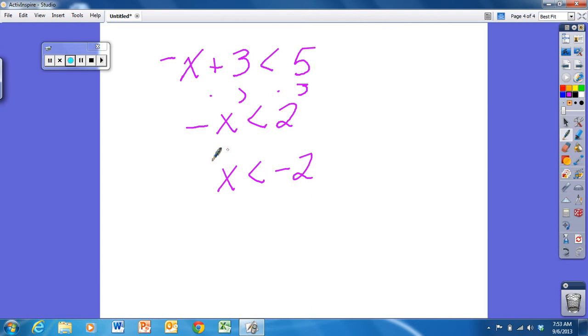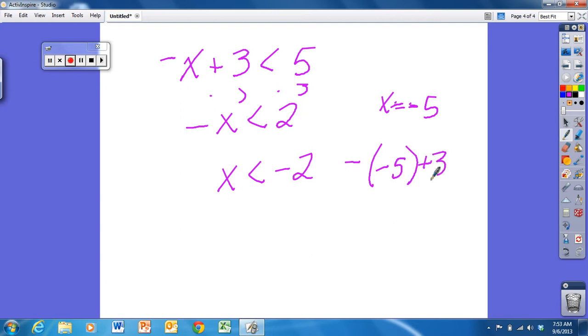Now the problem is, go to check this. Pick a number less than negative 2. How about like negative 5? If I say x is negative 5, and I plug that in, and I put in negative 5 for x, then it looks like this.